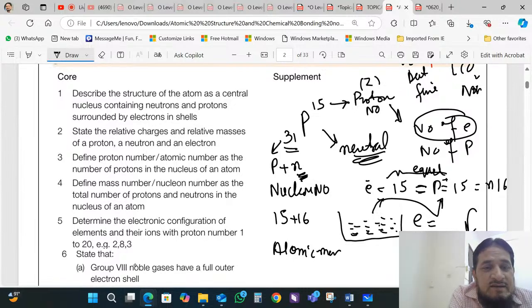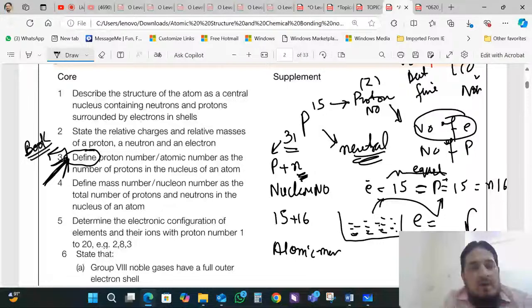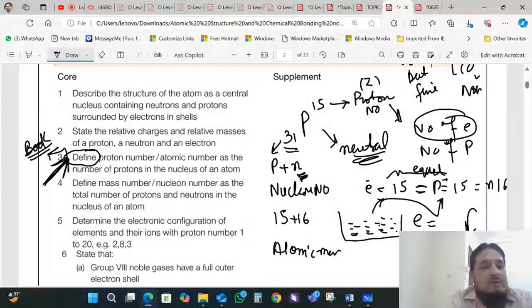Then they ask you to state the relative charges and the relative masses, and then they ask you to define. When there is a question like "define", you should learn this from the book or the notes, and you are not going to write it in your own words. A definition means bookish words should be there. Then they define the mass number. So these two things you will be learning as homework.